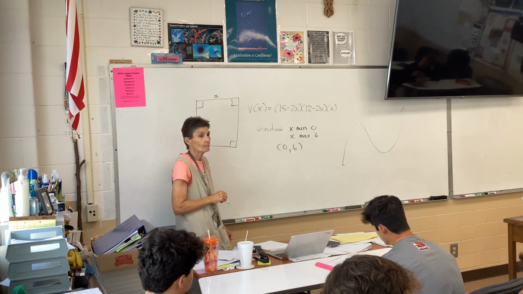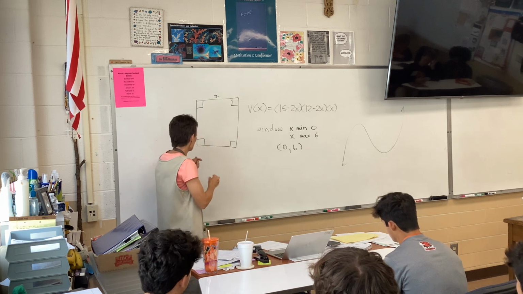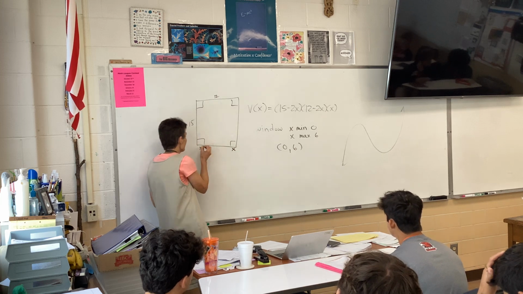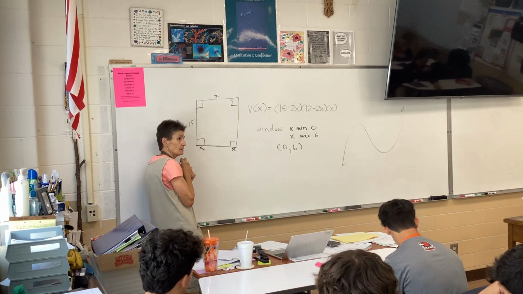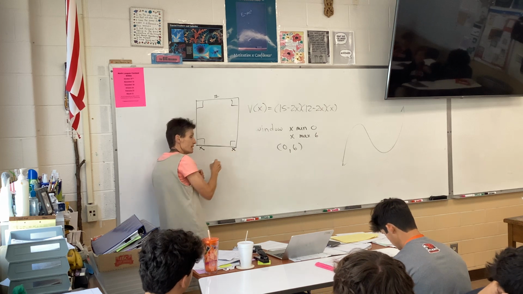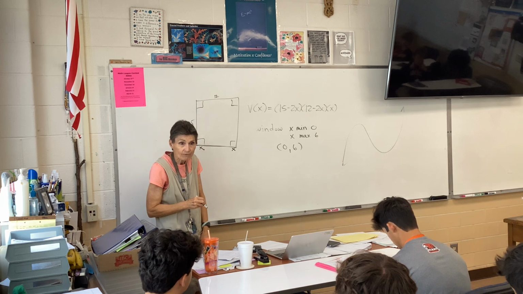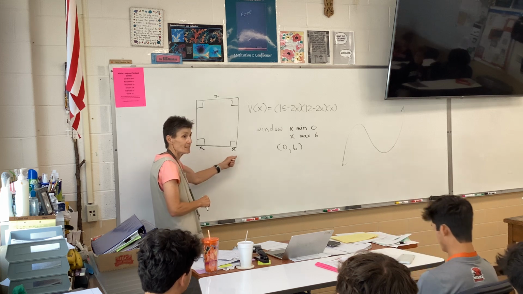Because that's the thing that can fit in between when you cut off the sides. Exactly. Remember, this is x. If this is 12 all the way across, can x be 8? No, you don't have enough. You only have 12. So the biggest x can be is 6.